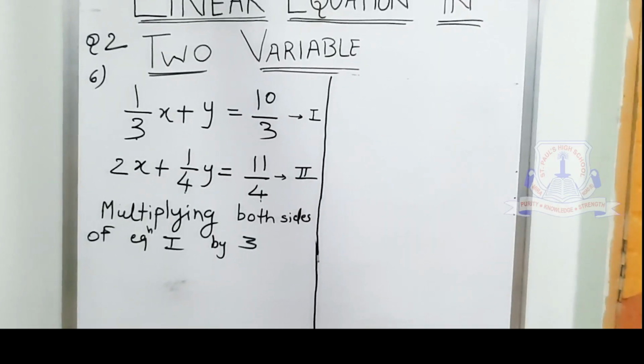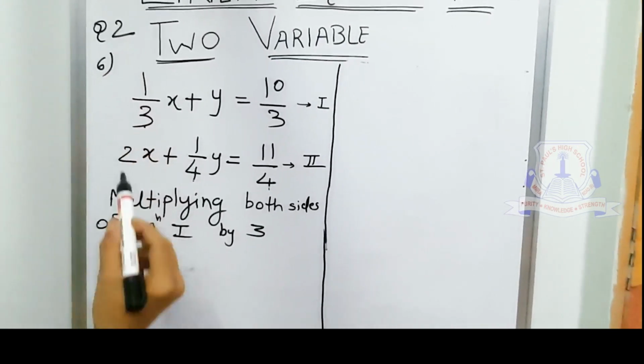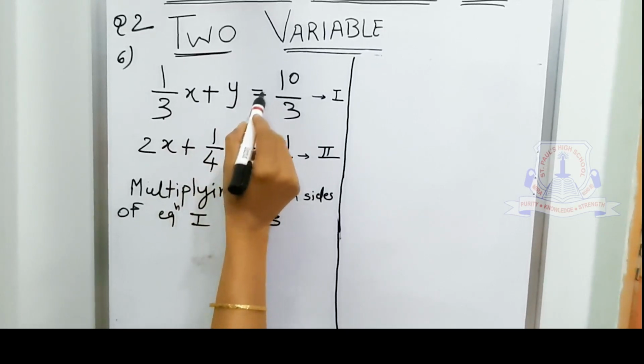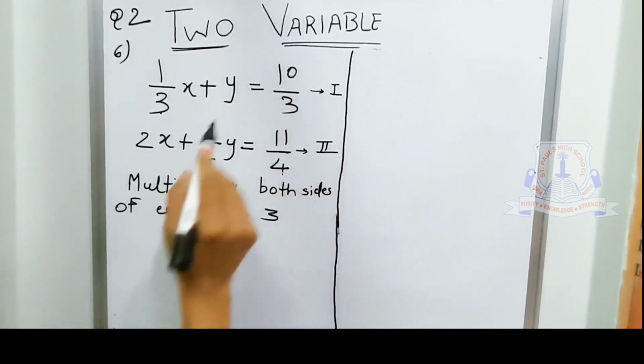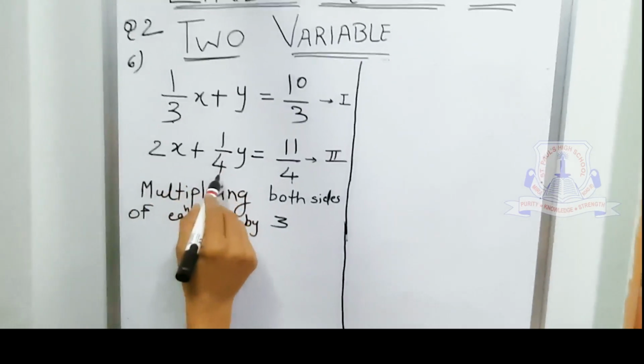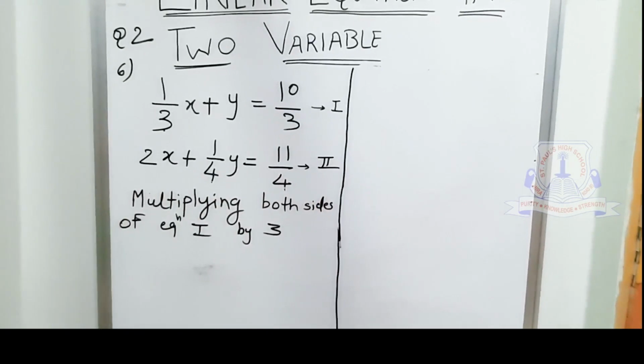Students, hope you understood till here. Now I am solving question number 6 and question number 7 on the board. Question number 2, sixth. 1 upon 3x plus y equal to 10 upon 3, equation number 1. 2x plus 1 upon 4y equal to 11 upon 4, equation number 2.